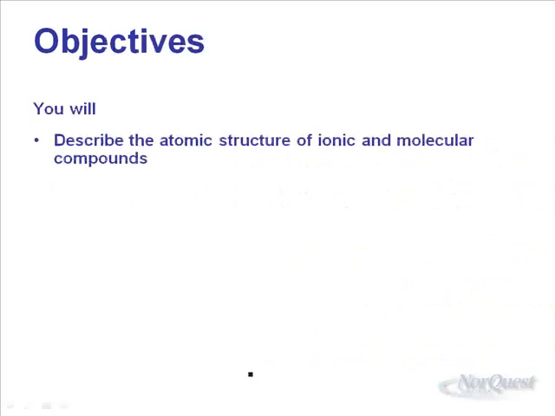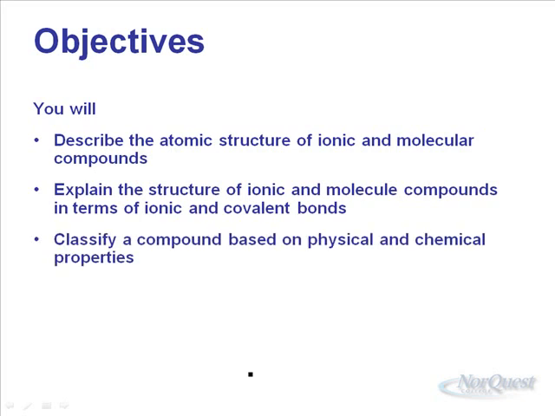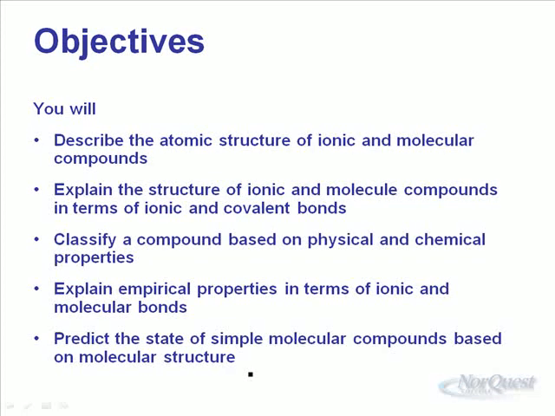By the end of this lecture, you'll be able to describe the atomic structure of both ionic and molecular compounds. You'll be able to explain the structure of ionic and molecular compounds in terms of ionic and covalent bonds. You'll be able to classify a compound based on physical and chemical properties. You'll be able to explain the empirical properties in terms of ionic and molecular bonds. And you'll be able to predict the state of simple molecular compounds based on their structure.